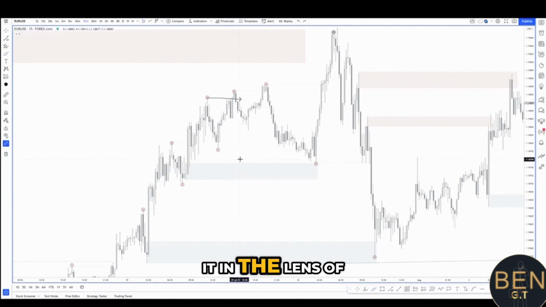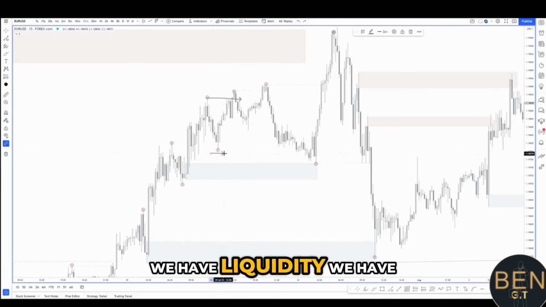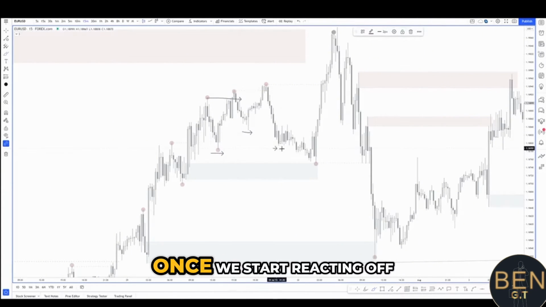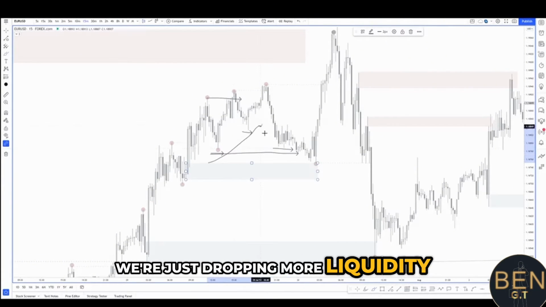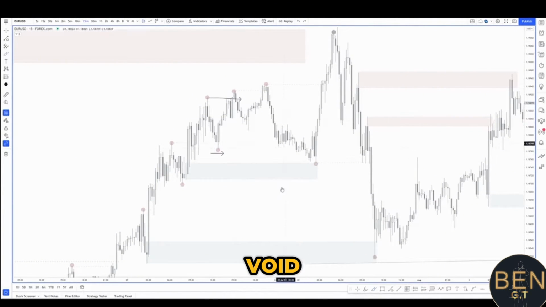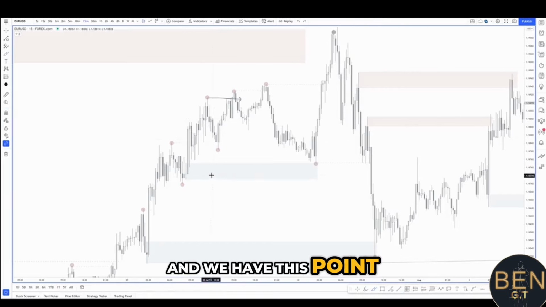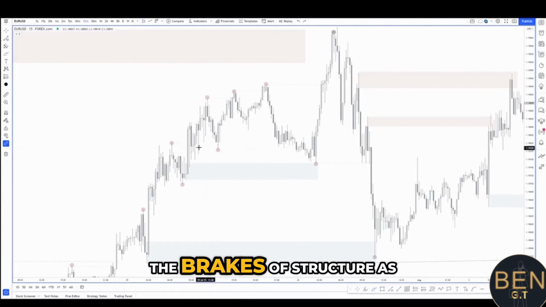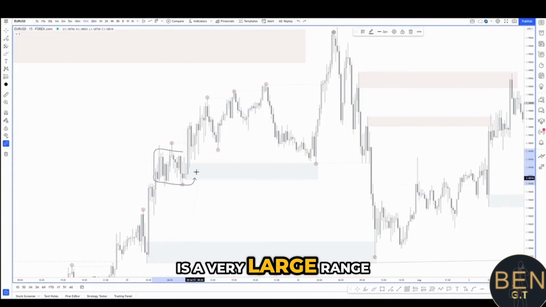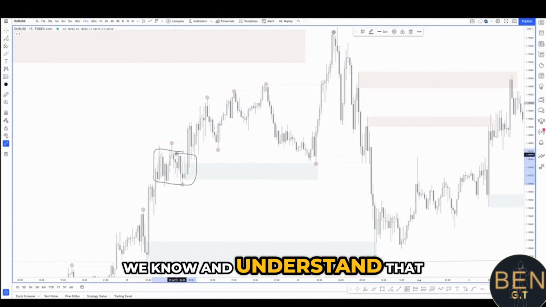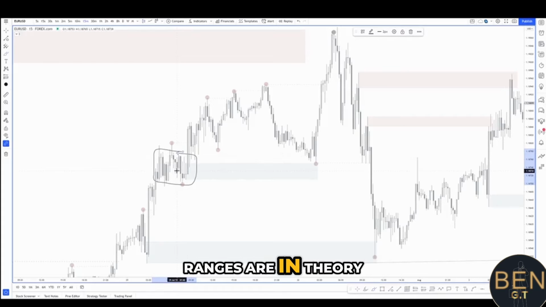But if we look at it in the lens of liquidity as well, we have liquidity. Once we start reacting off of this point of interest, we're just dropping more liquidity. We have a large liquidity void, and we have this point of interest. And if we just compare the breaks of structure as well and the momentum that's come, we can see that this is a very large range. And we know and understand that ranges are, in theory, a collection of orders that are existing in the markets, because the market is said to be at fair value.